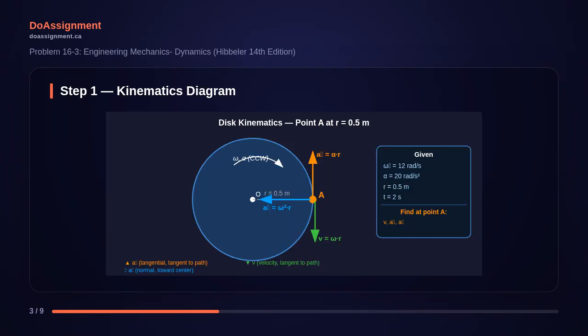Here is the kinematics diagram for the disk. Point A sits on the rim at a radial distance of 0.5 meters from the center. As the disk spins with angular velocity omega and angular acceleration alpha, point A has a velocity tangent to the rim, a tangential acceleration component in the tangential direction due to alpha, and a normal acceleration component pointing inward toward the center due to omega squared.